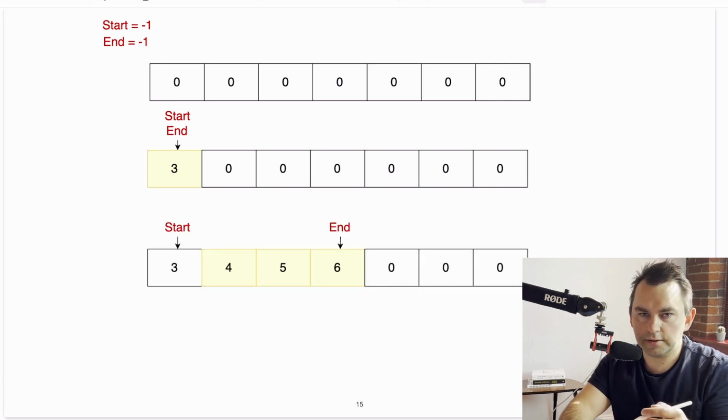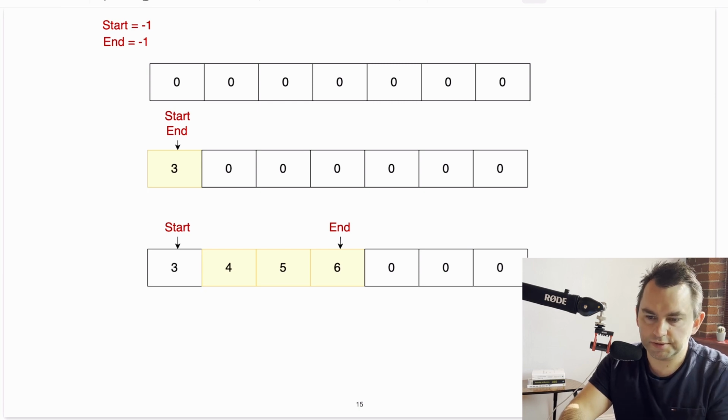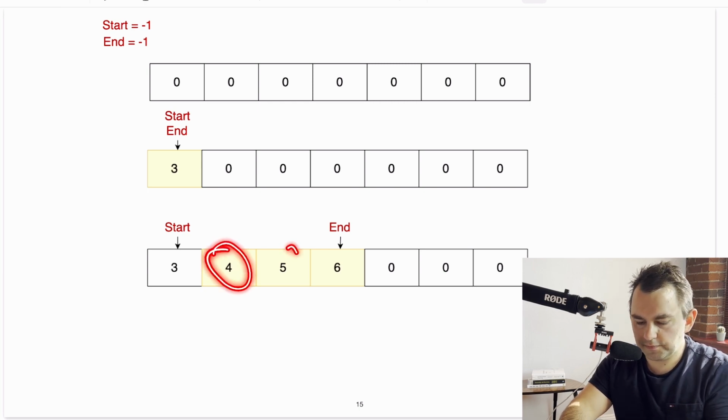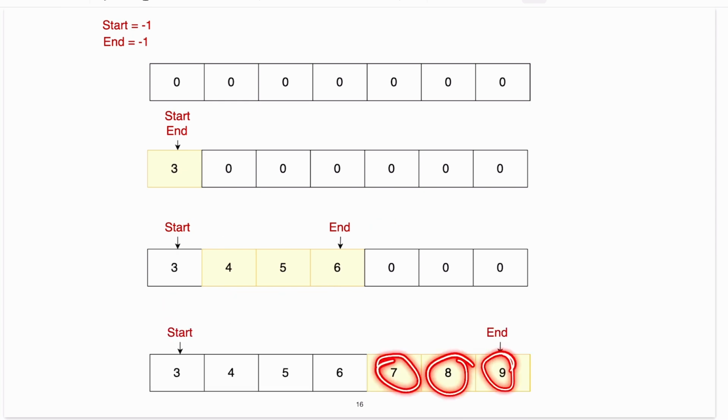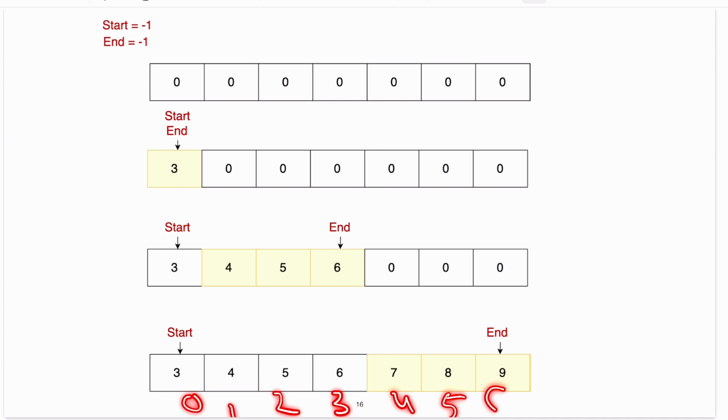I'll use the yellow color to indicate the last cell that was modified here. Let's now insert 4, 5, and 6. After we insert these 3 elements, the start pointer still points to index 0, but end pointer now points to 3. So index 0, 1, 2, 3, and this is what the end points to. Now let's insert 3 more elements, 7, 8, 9. Start pointer still points to 0, and end now points to 6. 0, 1, 2, 3, 4, 5, 6. This is the 6th index.